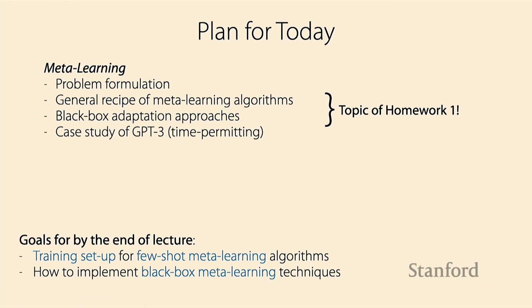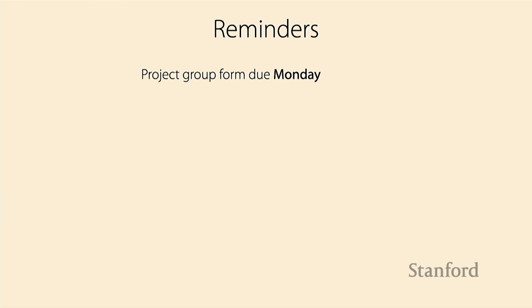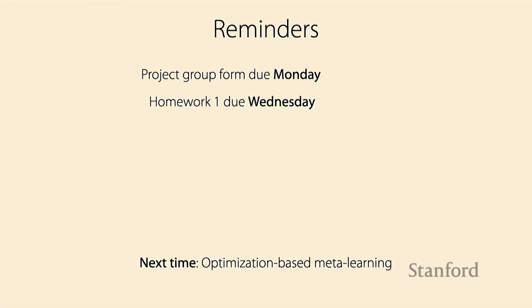Cool. So yeah, that was it for today. We went over black box meta learning and saw how we can train neural networks to do few-shot learning. As a couple reminders, your project group form is due on Monday, and homework 1 is due on Wednesday next week.